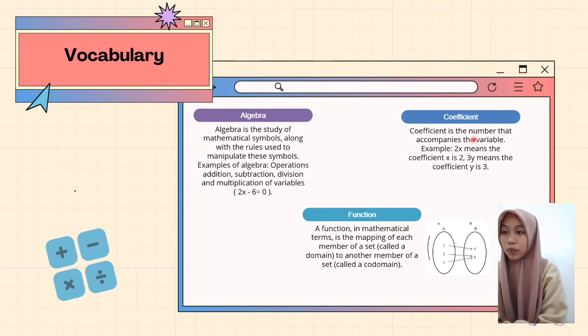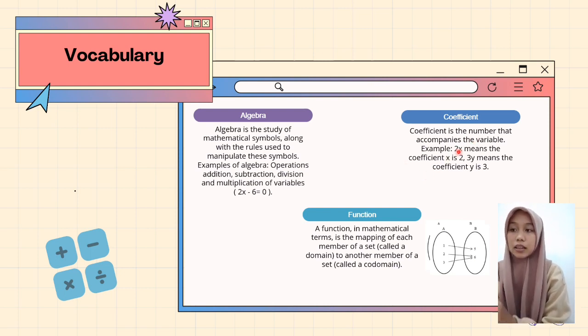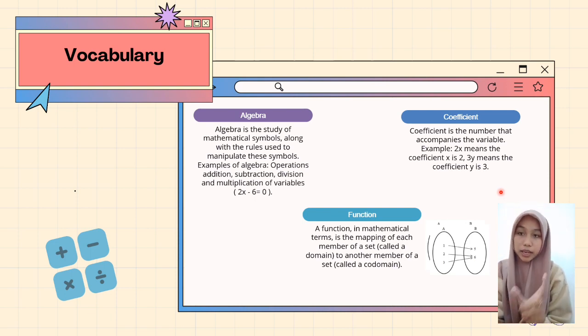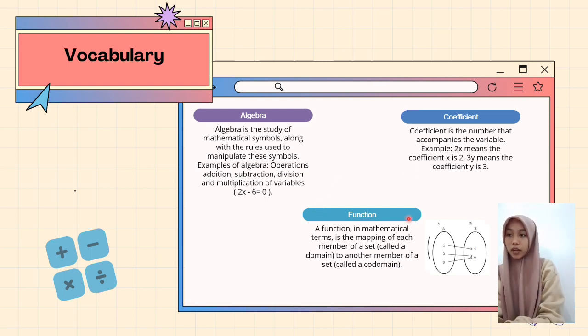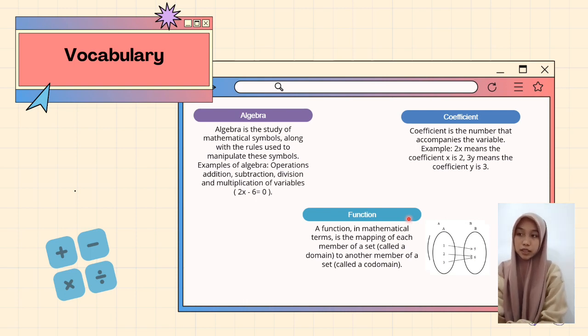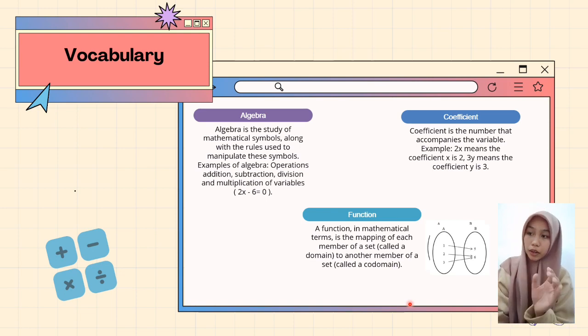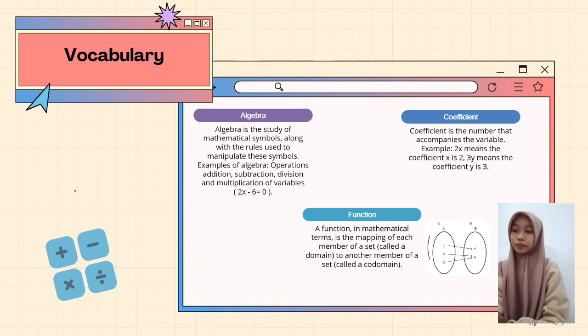Next we have coefficient. In Indonesian we say koefisien. Coefficient is the number that accompanies the variable. Example, 2x means the coefficient of x is 2. 3y means the coefficient of y is 3. Next we have function. In Indonesian we say fungsi. A function in mathematical terms is the mapping of each member of a set called a domain to another member of a set called codomain.